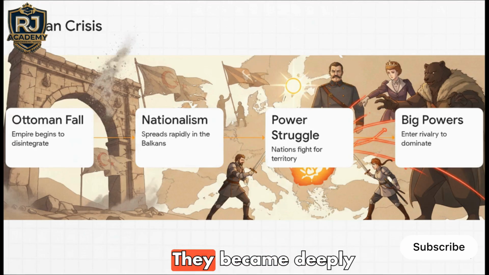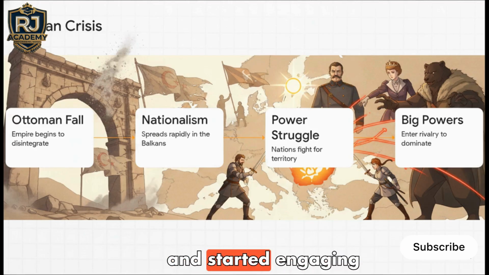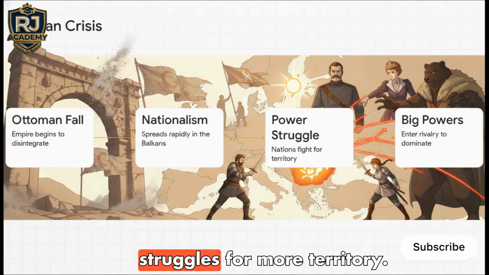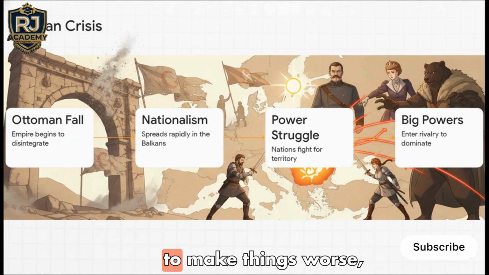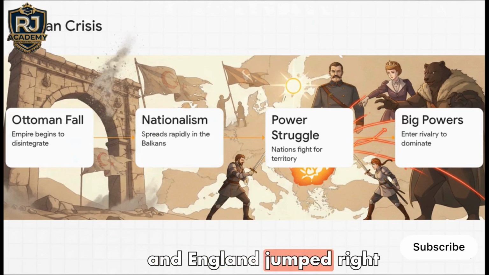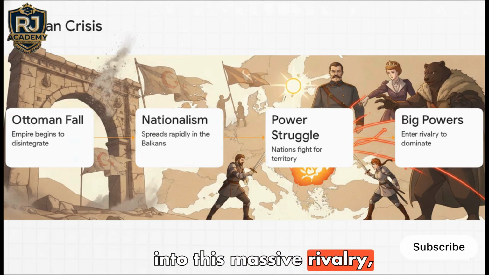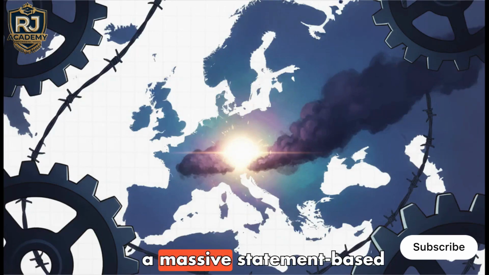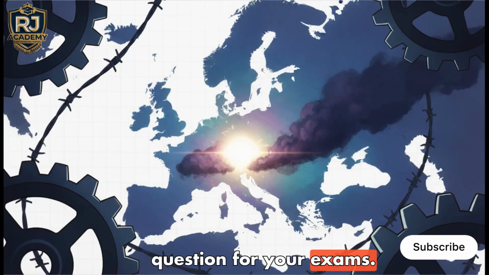But here's the catch. They became deeply jealous of each other and started engaging in these explosive power struggles for more territory. And then, to make things worse, the big European powers, like Russia, Germany, and England, jumped right into this massive rivalry, hoping to dominate the area for themselves. Listen up, because this is a massive statement-based question for your exams.